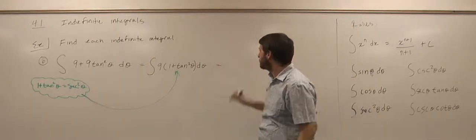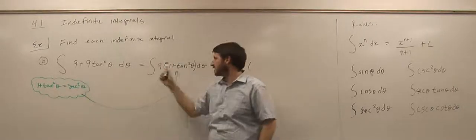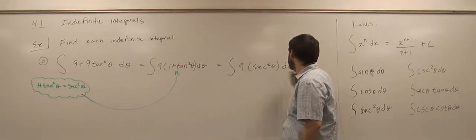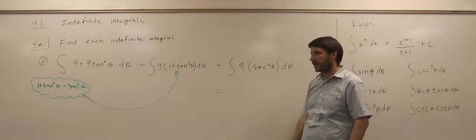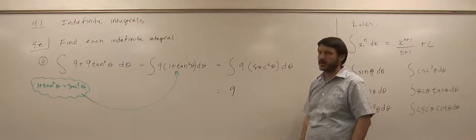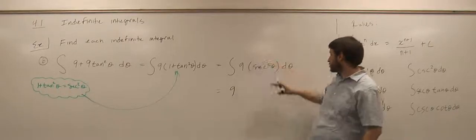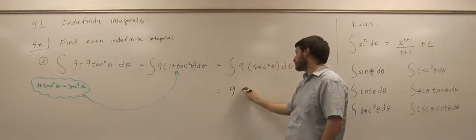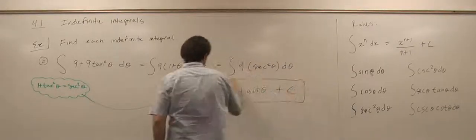So this will become the integral of 9 times, instead of writing 1 plus tan squared, I'm going to write secant squared. Then because the 9 is a constant multiple, that'll just follow down. And then you need to do the antiderivative of secant squared. So what do you differentiate to get secant squared? Tangent. Tangent's the thing that you take the derivative of to get secant squared. So when you go backward, the integral of secant squared is tangent, plus a constant.